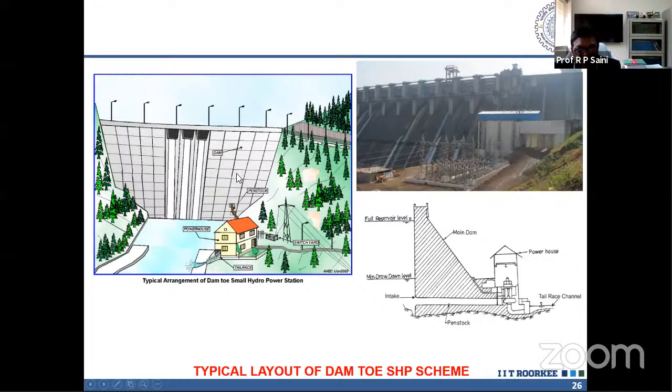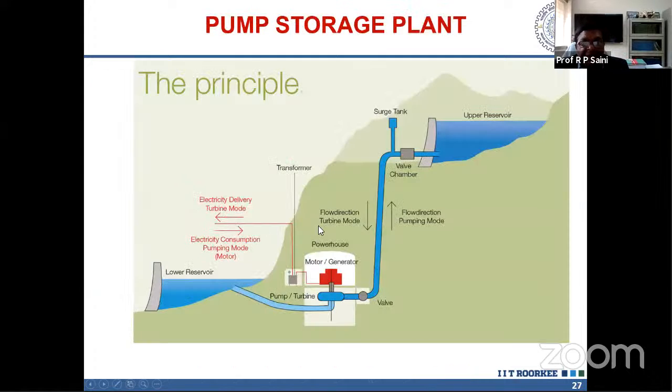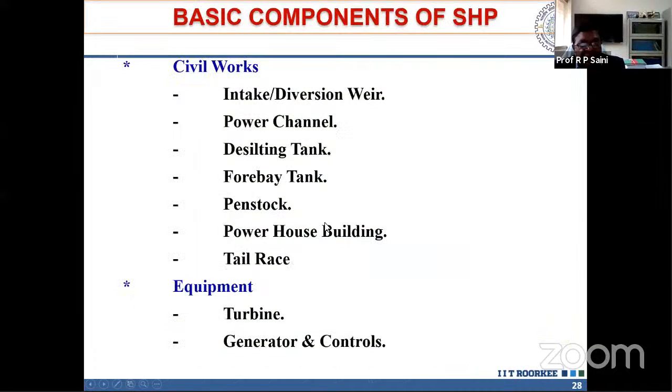Similarly, in this dam toe base, we need only the penstock, the powerhouse building and the tail race. So these are the only three components we need under civil work. Only machines are there otherwise. That's why I'm classifying the civil works. These come under civil works, and these are the equipment: the turbine, generator and control.